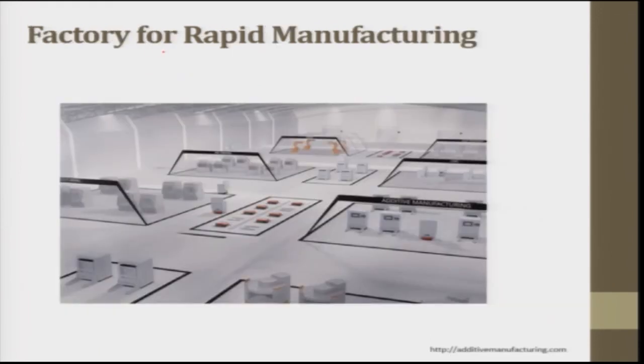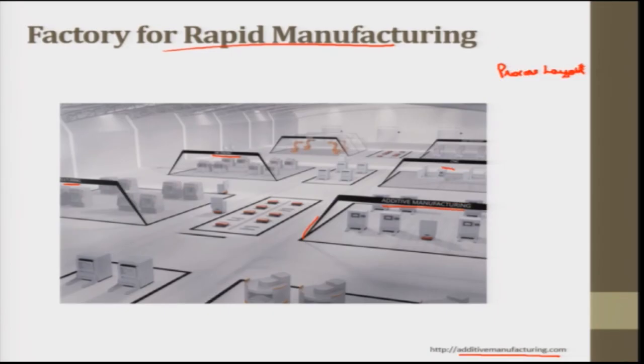Next is factory for rapid manufacturing. This is a figure that is taken from additivemanufacturing.com. It is showing different sections. This is the additive manufacturing section, this is the CNC section, this is a sintering section, this is a texturing section. It is showing the kind of layout that is known as a process layout. I will brief the layouts when I discuss the simulation, plant simulation.